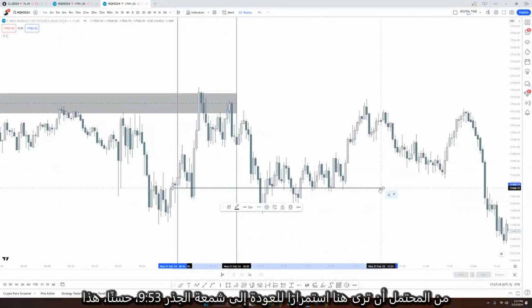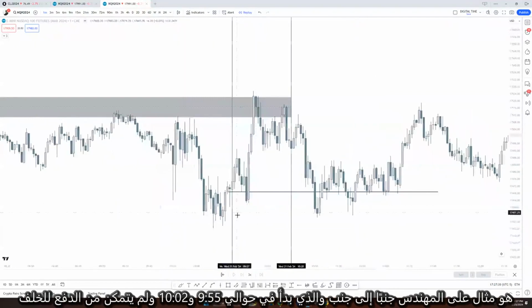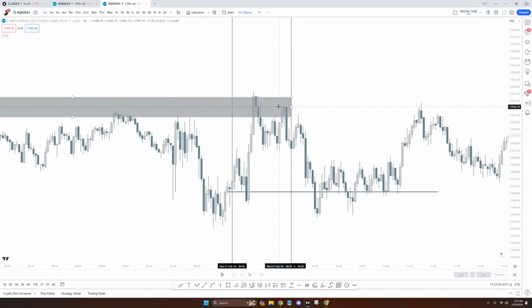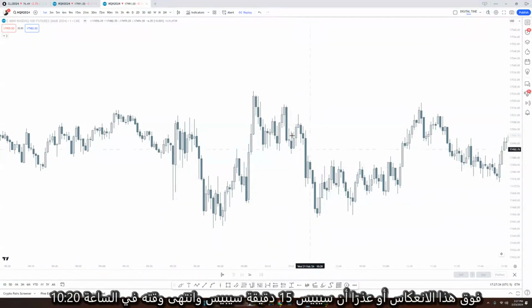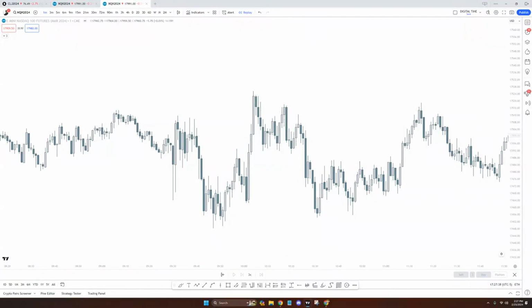The 953 root candle. Okay, so this is an example of engineered buy side beginning right around 955, 1002, and it could not push back above that SIBI, the 15-minute SIBI, and it ran out of time at 1020.